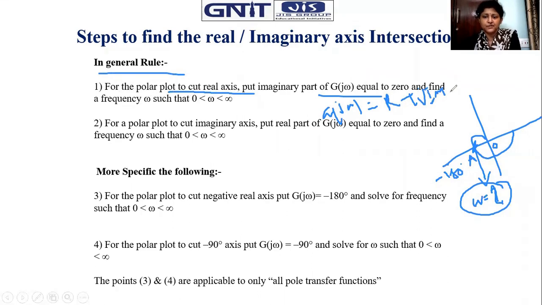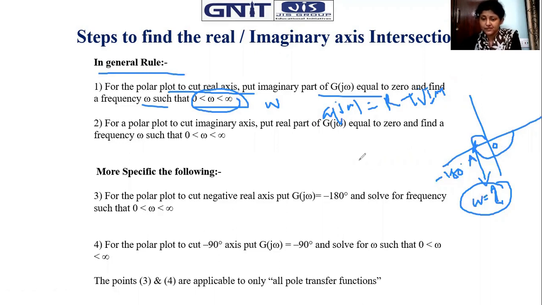So put the imaginary part equal to 0. You get a particular frequency, right? Obviously that will be between 0 and infinity because your whole range is from 0 to infinity. So you are finding the particular frequency where it is meeting the real axis. Now, how to get the intercept?